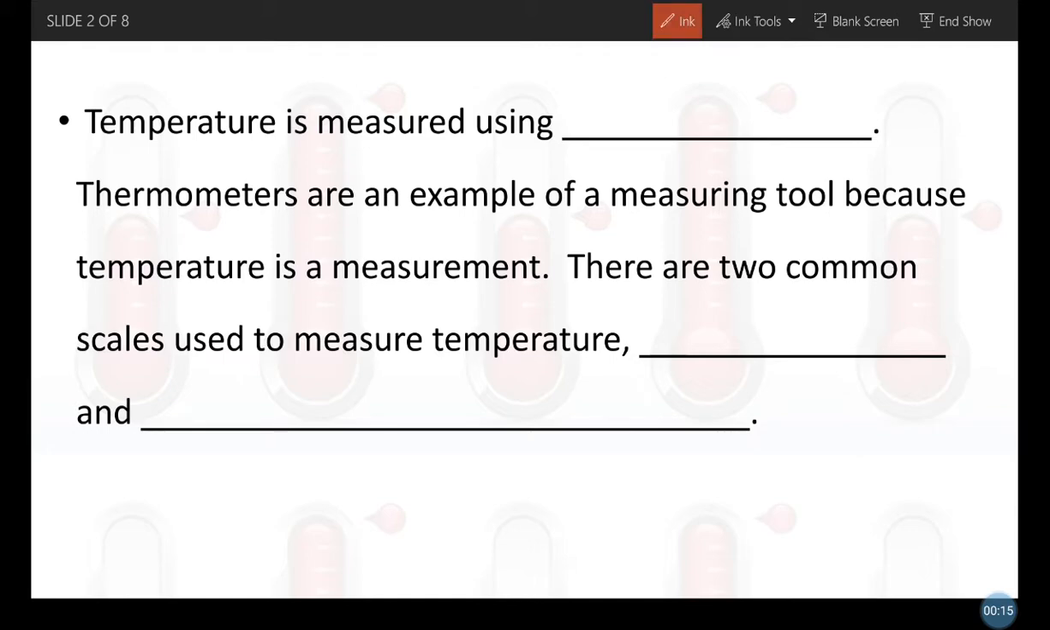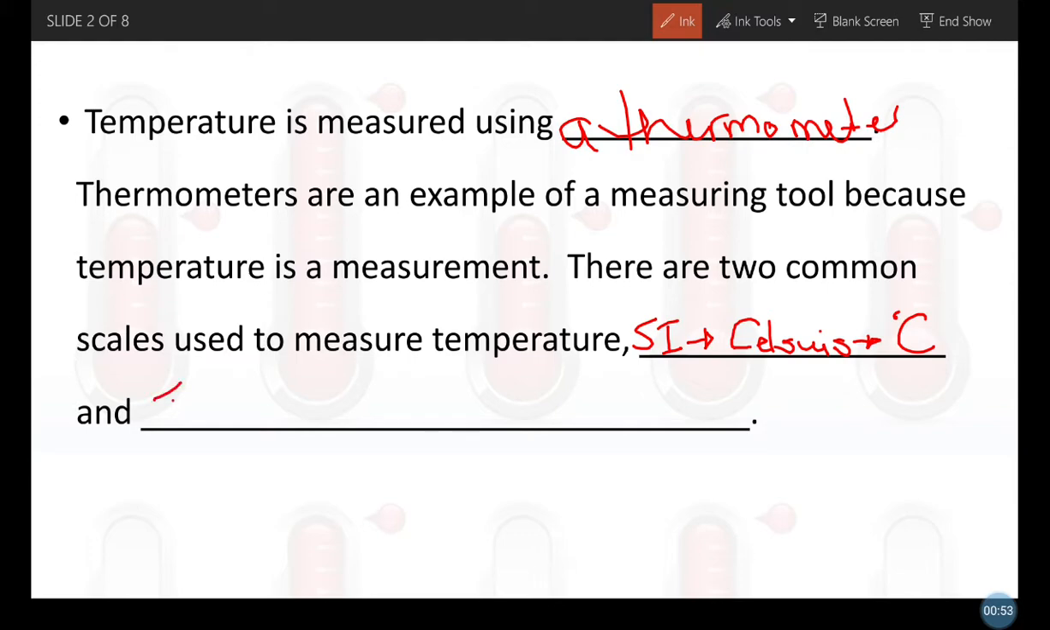So temperature is measured using a thermometer, right? Like if you have a cold or a flu and you're not feeling good, you check your temperature with a thermometer. And so thermometers are an example of a measuring tool because temperature is a measurement. And so there are 2 common scales used to measure temperature. The first one is the SI scale, which stands for the System International. That's the scale used here and in Canada and kind of all over the world. We represent that as a temperature in Celsius, or in short form, we say degrees Celsius.